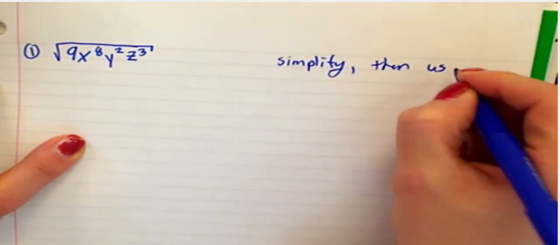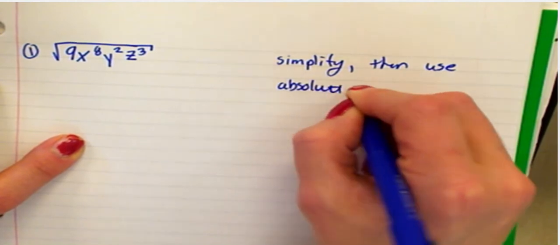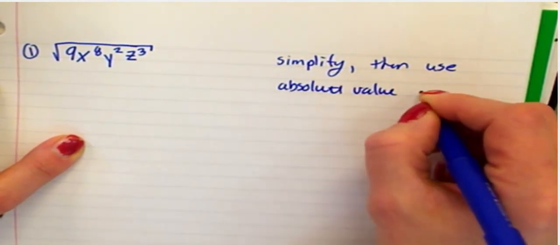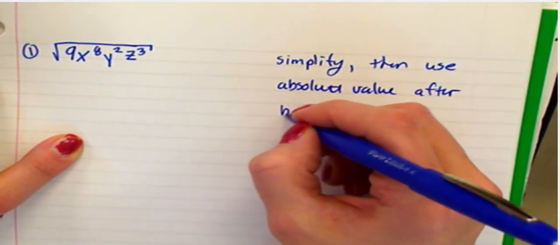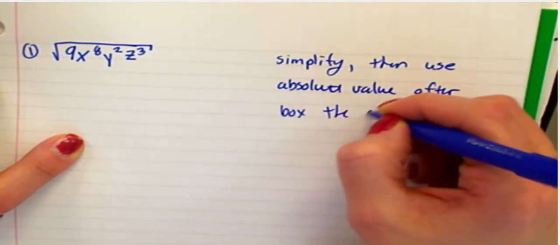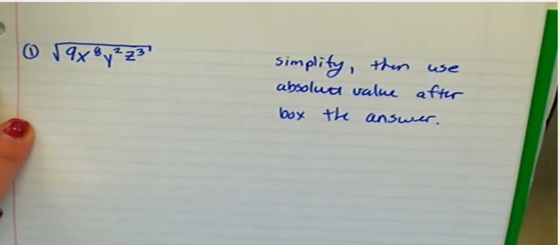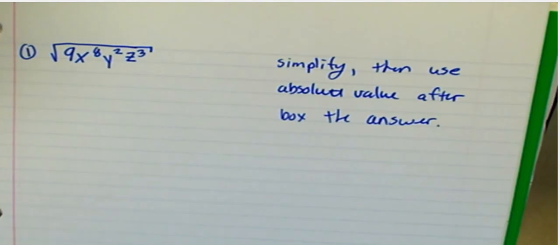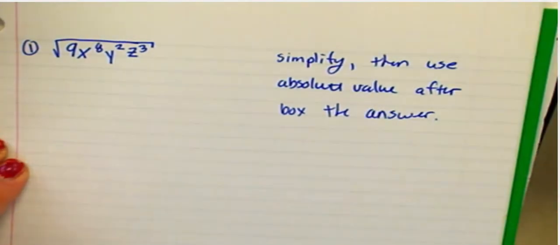Then use absolute value after you box the answer. Okay? Absolute value is an after-the-fact step. You can box your answer and scan your whole quiz and place absolute value right before you turn it in. It is not something you have to do before you evaluate. It's something you do after you evaluate.